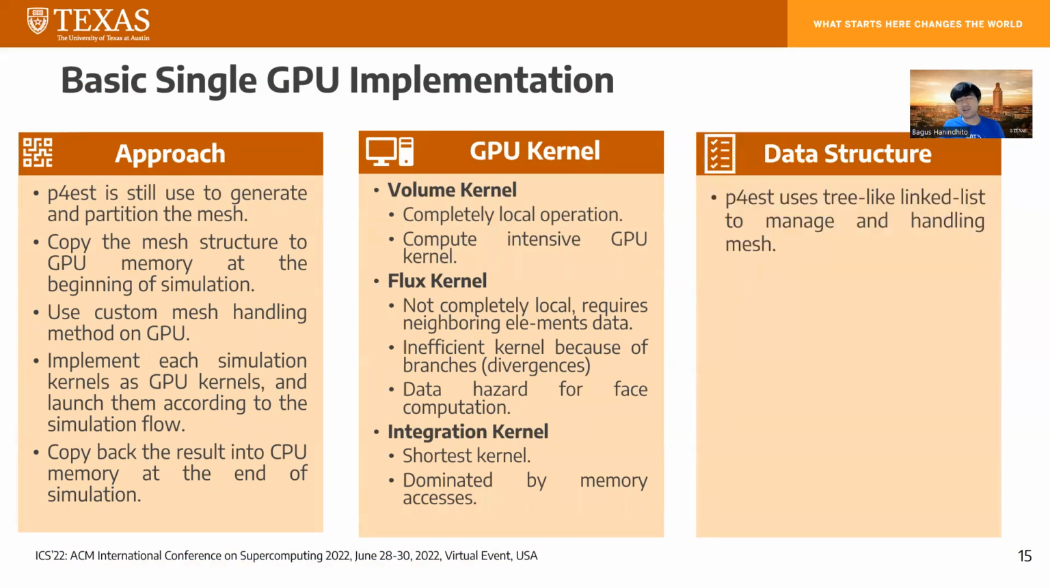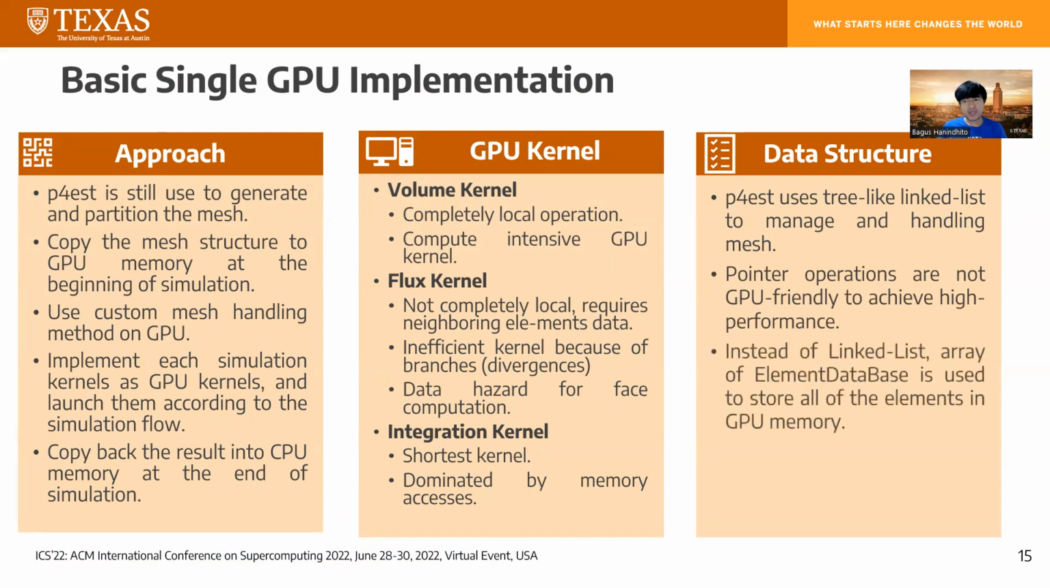Finally, the data structures need to be changed. P4est uses a tree-like linked list to manage and handle the mesh, so pointer operations are used to determine which elements are neighboring which elements. But sadly, pointer operations are not GPU friendly, so we use arrays instead of a linked list in the GPU to store all of the element database in GPU memory. That way, we get fast accesses and it is easy to extract the data level parallelism.